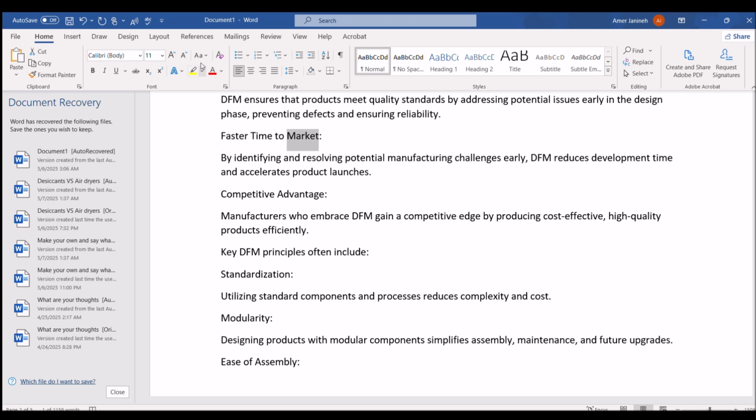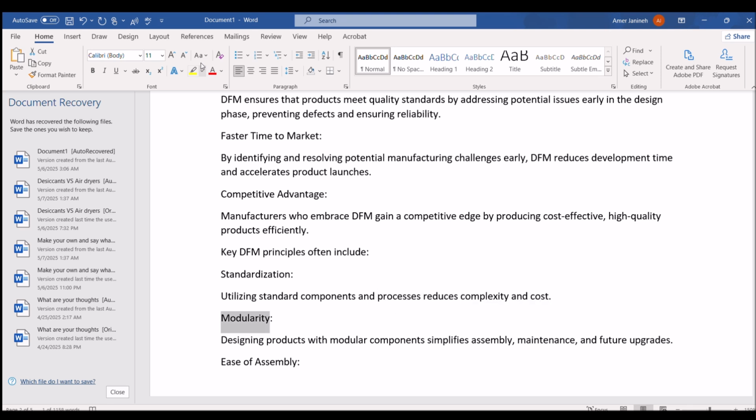Faster time to market. By identifying and resolving potential manufacturing challenges early, DFM reduces development time and accelerates product launches. Competitive advantage. Manufacturers who embrace DFM gain a competitive edge by producing cost-effective, high-quality products efficiently. Key DFM principles often include standardization. Utilizing standard components and processes reduces complexity and cost.